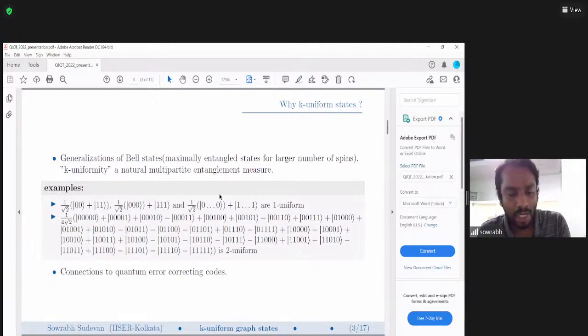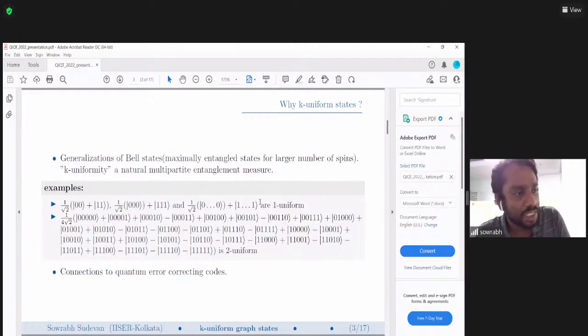One simple reason is that it's a generalization of Bell states in some sense. Like the Bell states, in this example here, 0, 0 and 1, 1. This has the property that if you take out any one qubit from this, what you get becomes proportional to identity. So it's a 1 uniform state. And this property is true for the 3 qubit GHZ state or even the generalized GHZ state. These are 1 uniform states.